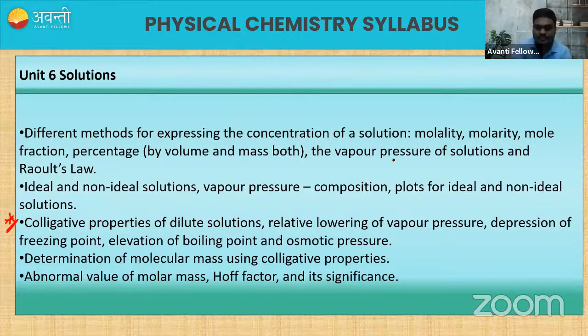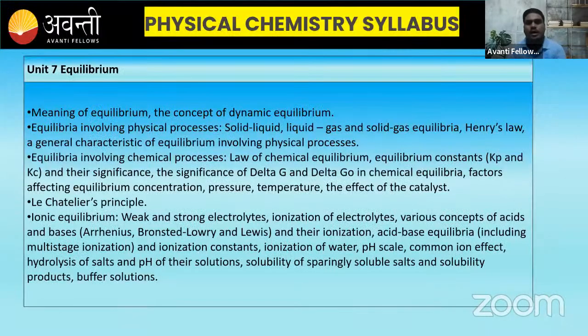Now, the next and most important chapter in physical chemistry is equilibrium. Basically, the meaning of equilibrium and the concept of dynamic equilibrium. This equilibrium is classified into two types, that is chemical equilibrium and ionic equilibrium. We have already covered chemical equilibrium and ionic equilibrium in your 11th class itself, so you're already done with this.